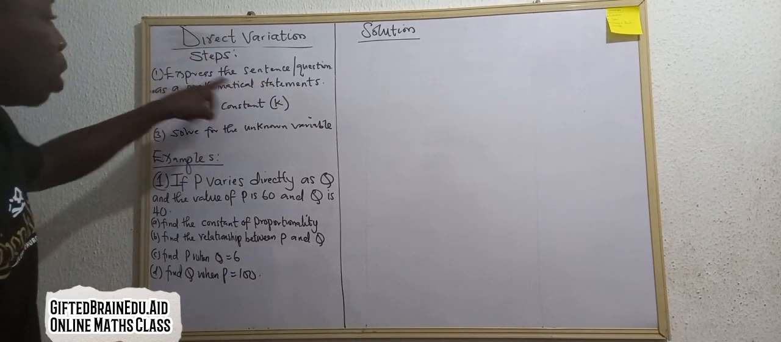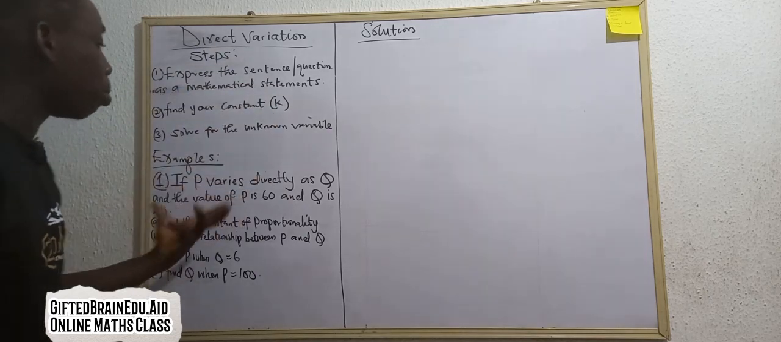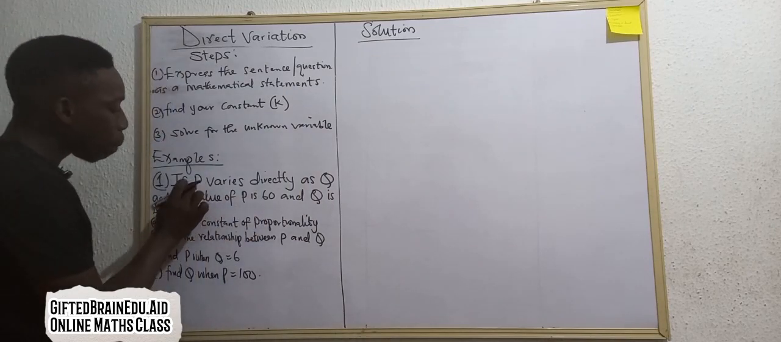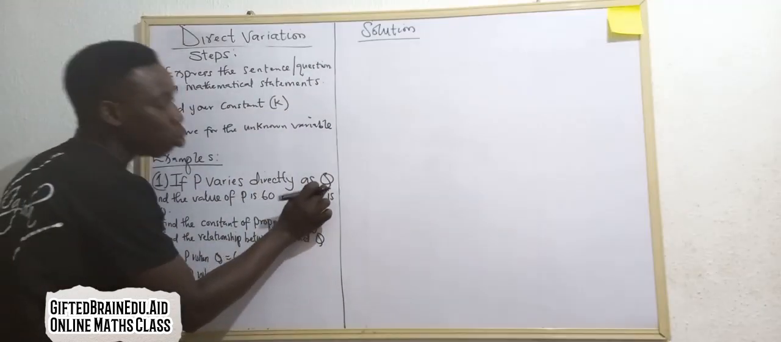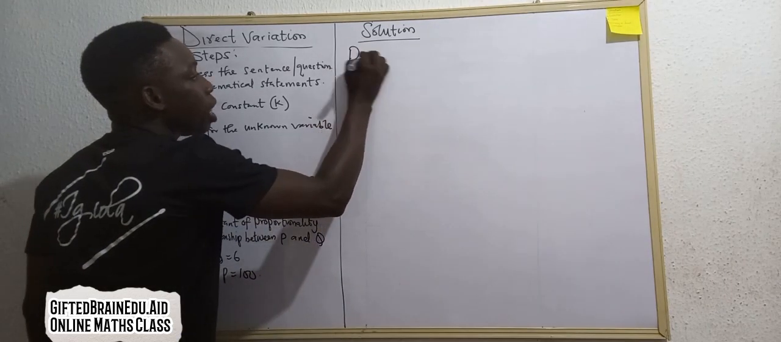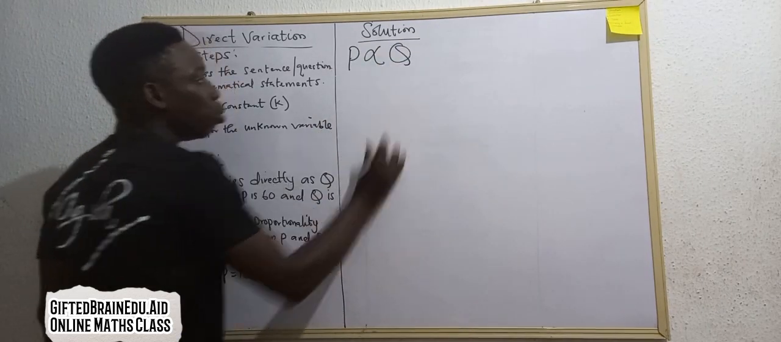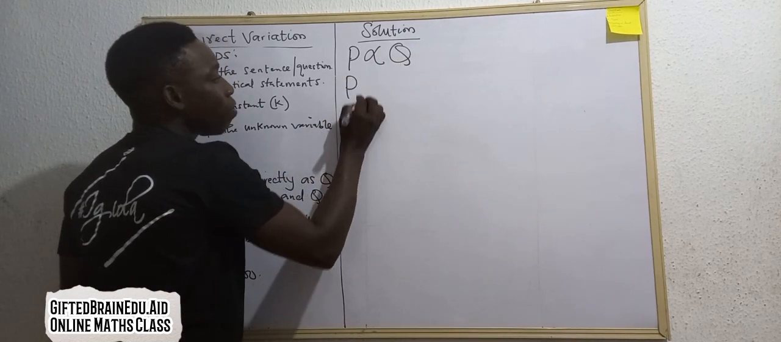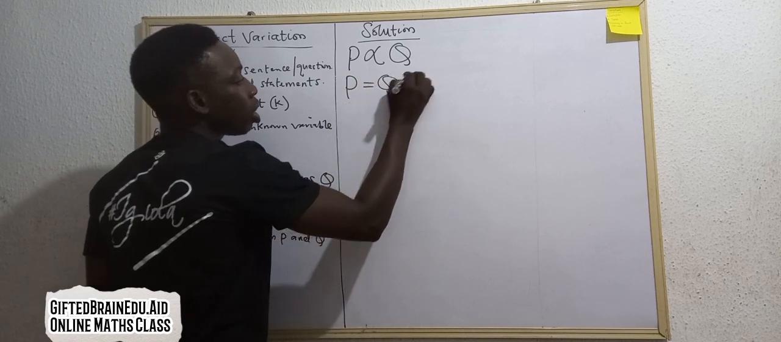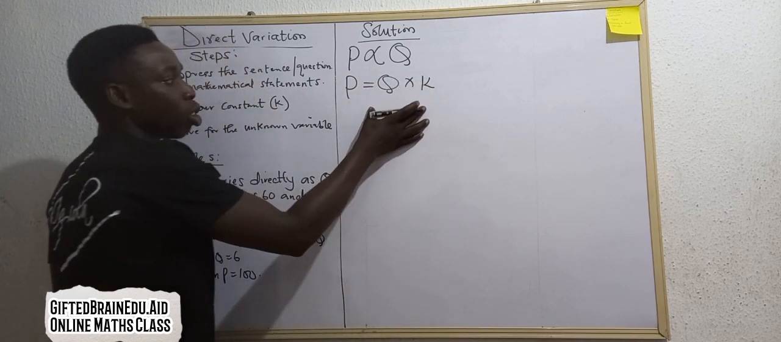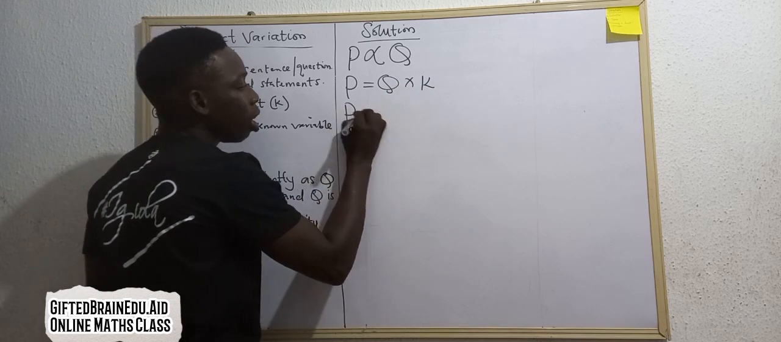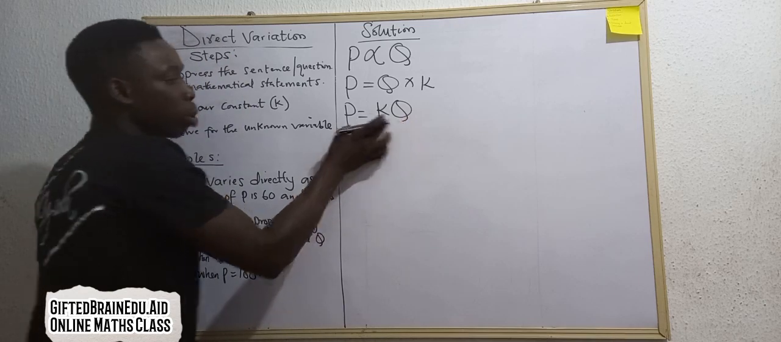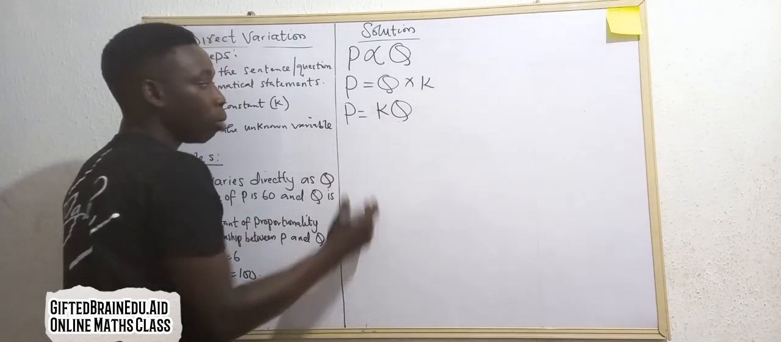First thing, I told us to express the sentence or the statement as a mathematical statement. According to this question, P varies directly as Q. Then, let me deal with this first. For every direct variation, we have P equals what? Q times K, which is my constant of proportionality. And that will give me P equals KQ. This is the relationship between P and Q and the constant of proportionality.